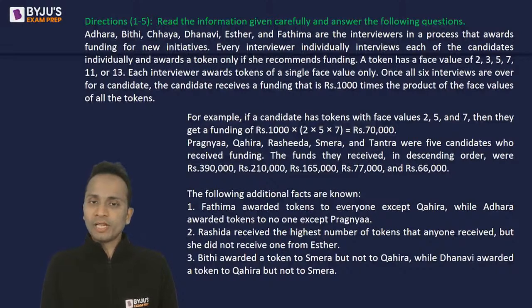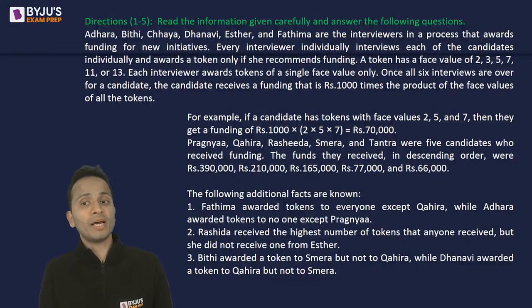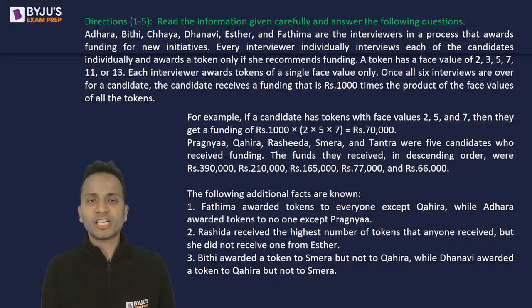The following additional facts are also known. One: Fatima awarded tokens to everyone except Kahira, while Adhra awarded tokens to no one except Pragnya. Two: Rashida received the highest number of tokens that anyone received, but she did not receive one from Esther. Three: Bithi awarded a token to Samira, but not to Kahira, while Dhanvi awarded a token to Kahira but not Samira. So these are some additional facts which are given to you.